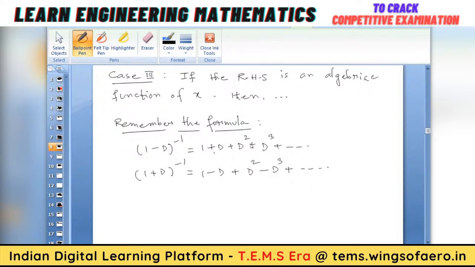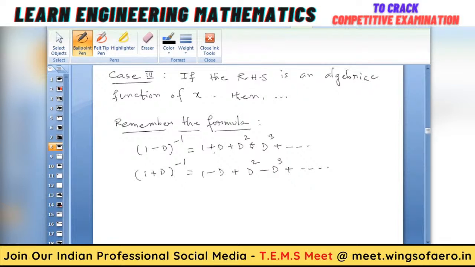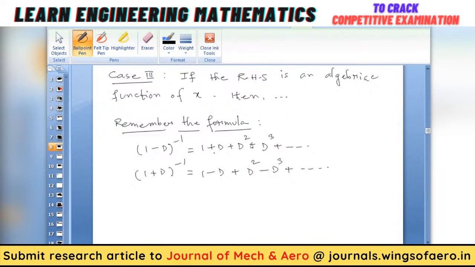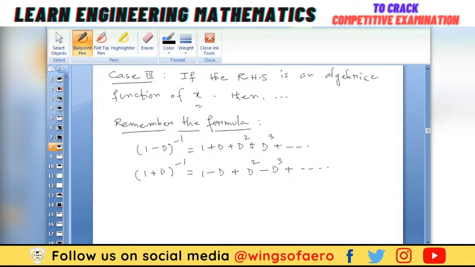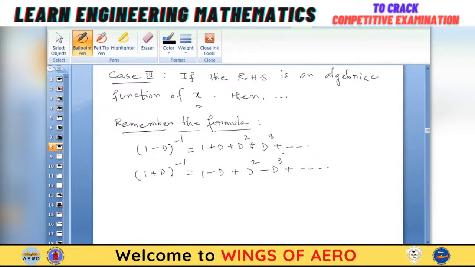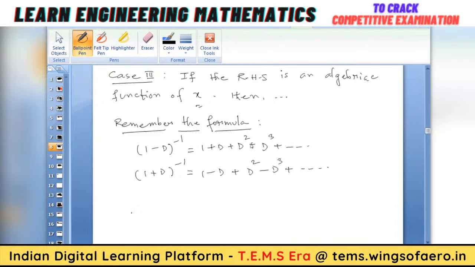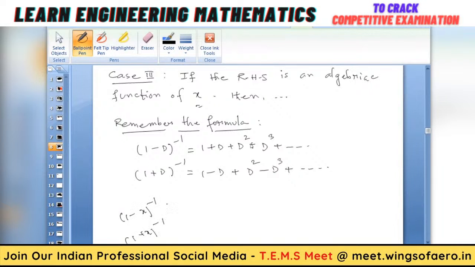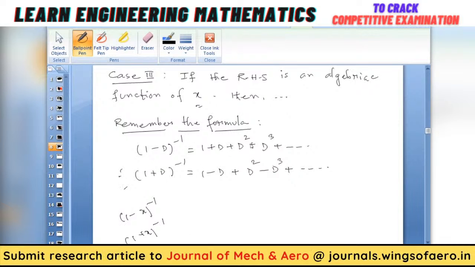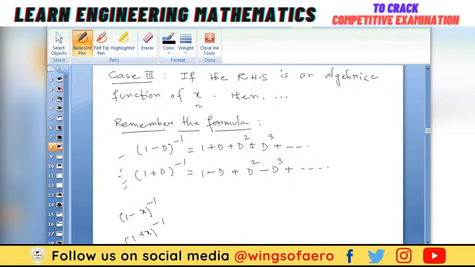So far we have learned about the exponential function e to the power ax, and about sin ax and cos ax, that is, trigonometric functions. Now we will learn what should be done if the right hand side is an algebraic function or any polynomial in x. Remember these two binomial theorem formulas, 1 minus x whole to the power minus 1 and 1 plus x whole to the power minus 1, to solve this equation.